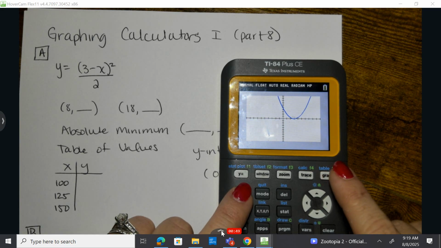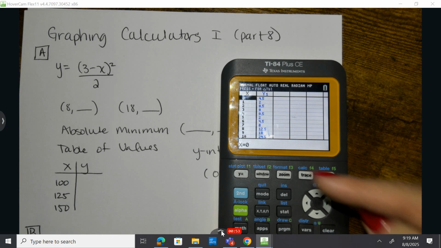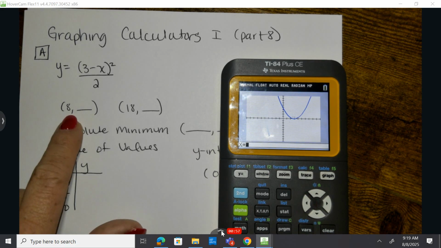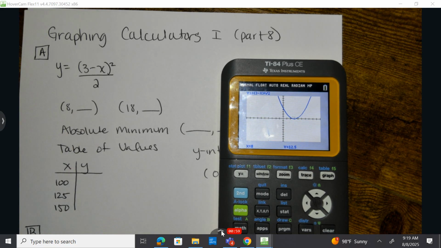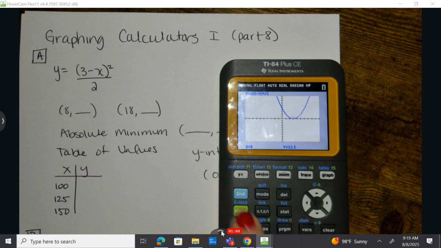Personally, I do not like going second table and then looking because oftentimes I would have to move this up or down. I prefer second, calculate, value, and I type in 8. So 8 is associated with 12.5. Now when I type in 18, there's going to be a problem. Please watch. Second, calculate value, I type in 18 and it's going to say error.